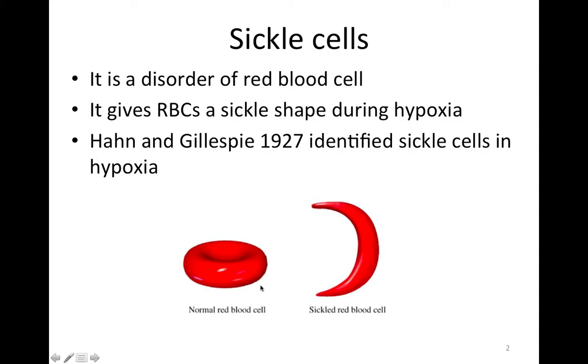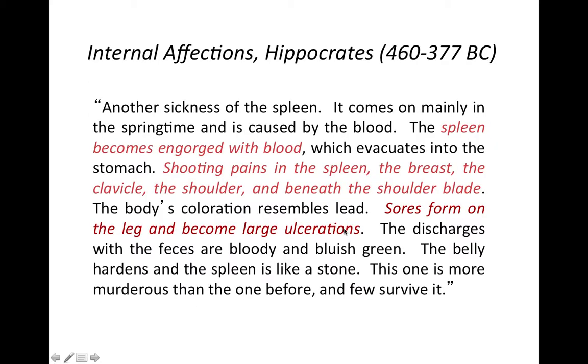See, the normal red blood cell looks like a perfect donut, and you can see the sickle shape for the sickle red blood cells. So this is not new. This has been reported by Hippocrates, 460 to 377 BC.